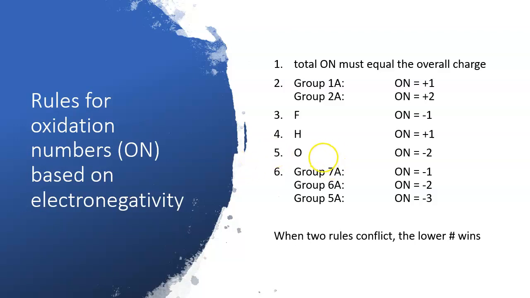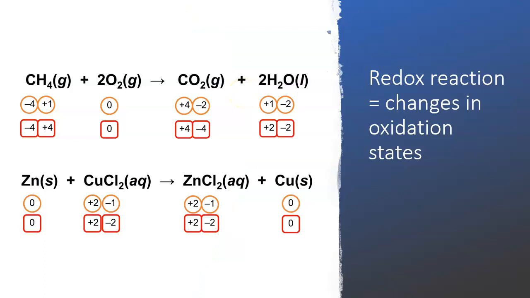Now, if there is a tie, or if there are two rules that apply to the same compound, then the rule with the lower number wins. In other words, the rule that has higher priority, higher up on this list. Okay, so let's apply that to some reactions, and we should recall that redox reactions involve changes in these oxidation numbers. Something is always reduced and something is always oxidized.